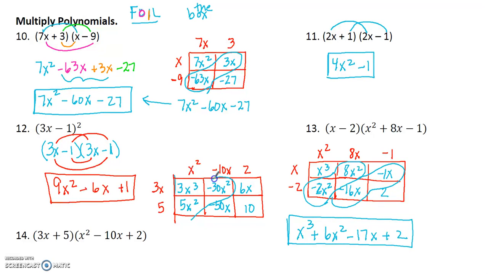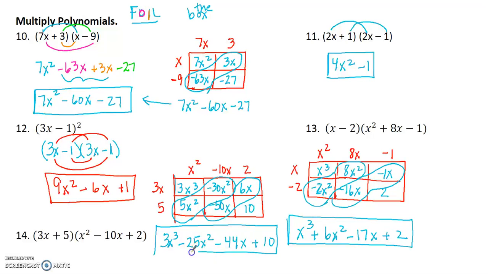Okay, diagonally, got some like terms there. So our final answer, 3x cubed. Negative 30x squared plus 5x, so a negative 25x squared. And then 6 minus 50, so a negative 44x. And then a positive 10. All right, and there's my answer for number 14.